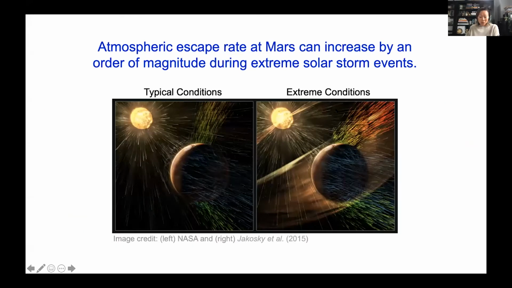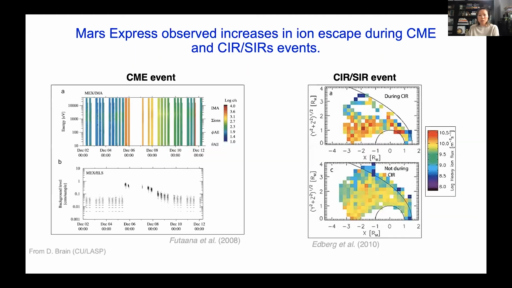All right. Jumping into atmospheric escape. This is a hot topic in the Mars community because everyone wants to know where did the water go and how did atmospheric escape play a role in the disappearance of the water. And so when there's extreme solar events, the atmospheric escape rates can really increase by orders of magnitude. So for example, Mars Express has observed during a CME event period an increase in the flux by several orders of magnitude when there's a CME event. So you see the colors going from blue to red.